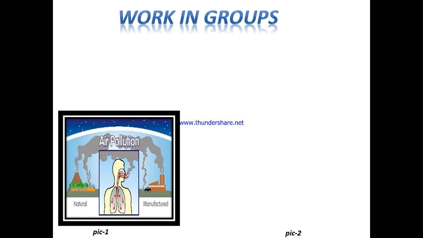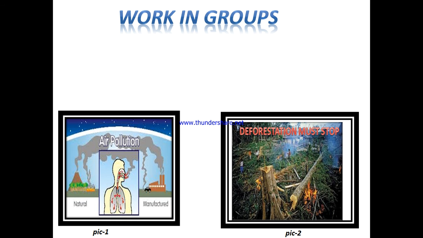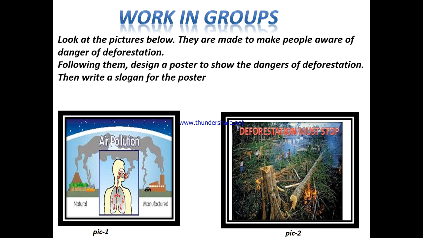Picture 1, air pollution. Natural, manufactured. This kind of air pollution is caused by humans, and as a result humans are suffering from respiratory problems, lung problems. And on the right side, picture 2, deforestation must stop.